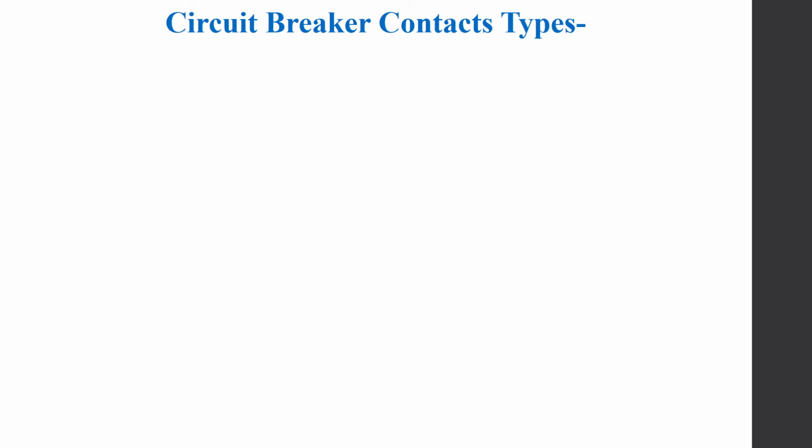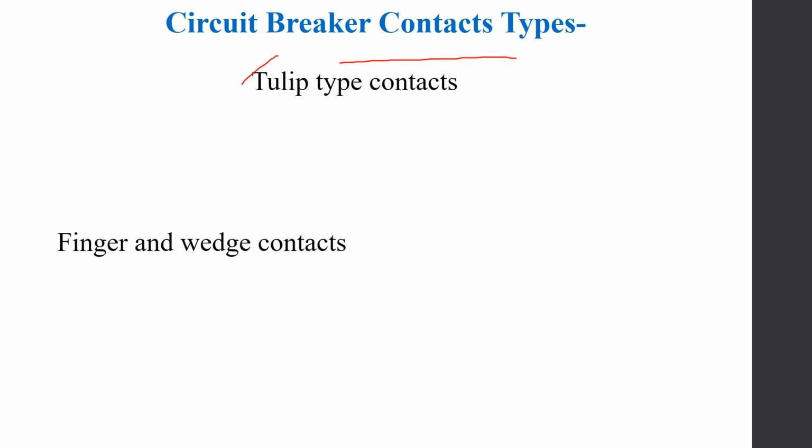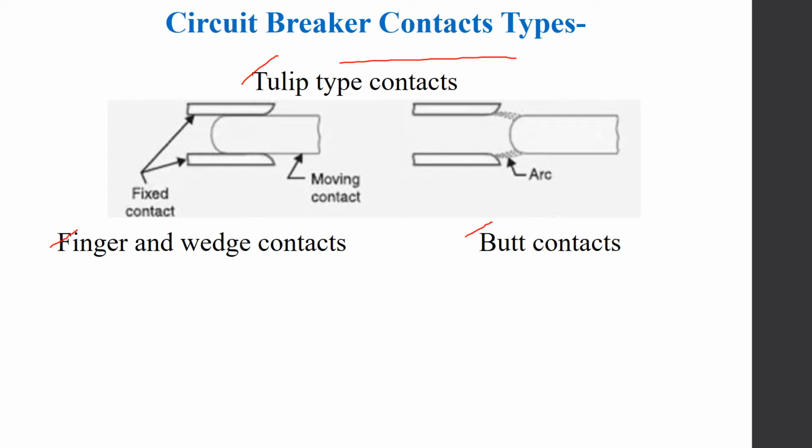Types of circuit breaker contacts. Generally, there are three types of circuit breaker contacts. First, tulip type contact. Second, finger and wedge contacts. Third, butt contact. Talking specifically about the tulip type contact, there is a moving contact inside the fixed contact. As the moving contact moves away from the fixed contact, an arc is established between the tips of the fixed contact and the moving contact.